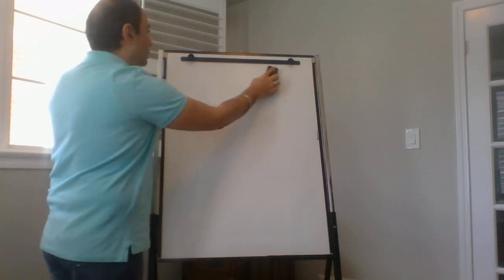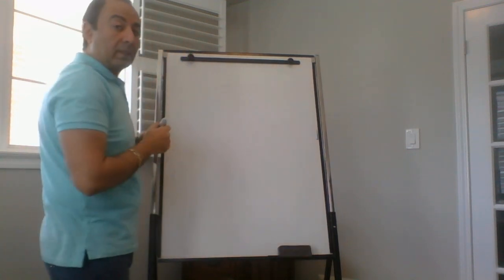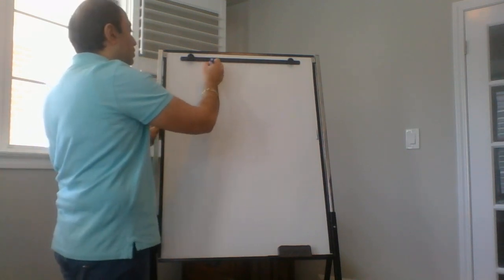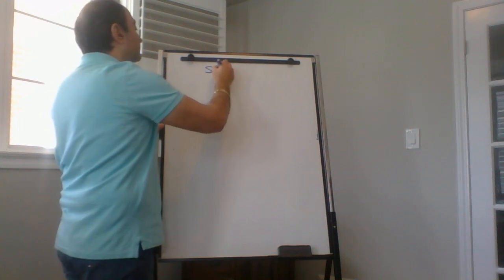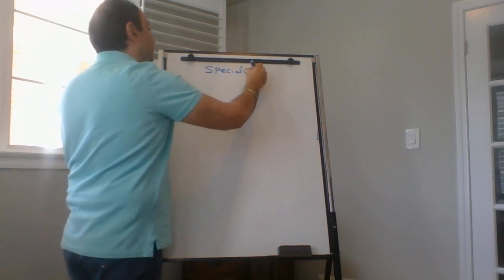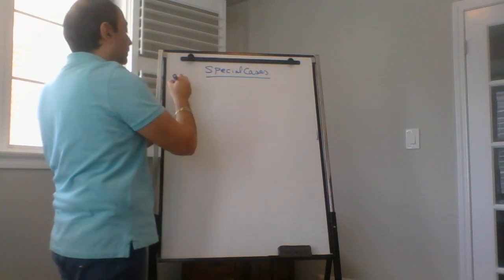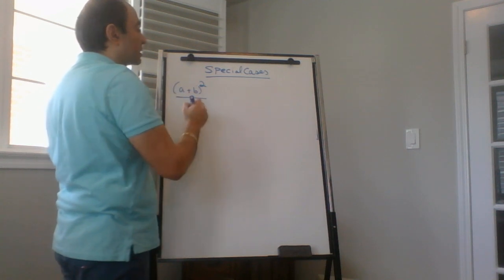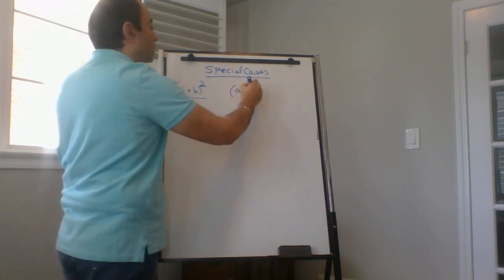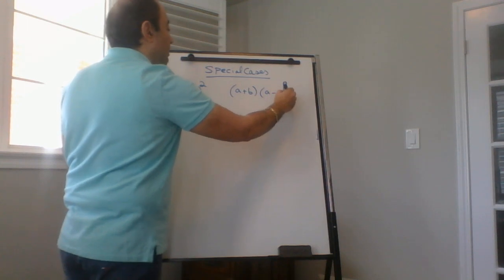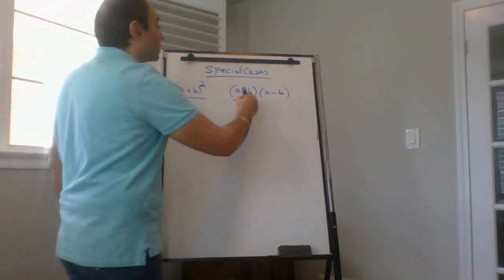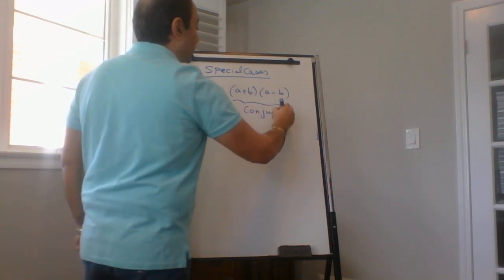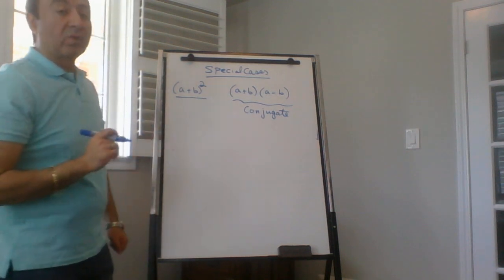Now I want to start a new thing. It is special cases. If I have a plus b squared, this is one special case, or a plus b times a minus b, this is another special case. This is called conjugate, when we have the same terms and opposite signs.